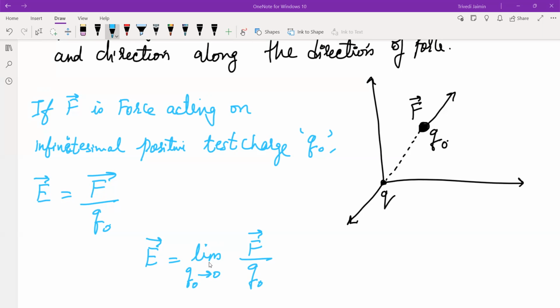Sir, is it K Q1 Q2 by R square into Q naught? See, we have E equals to F by A, E equals to F by Q naught. Yes, sir. Force is K Q1 Q2 by R square.